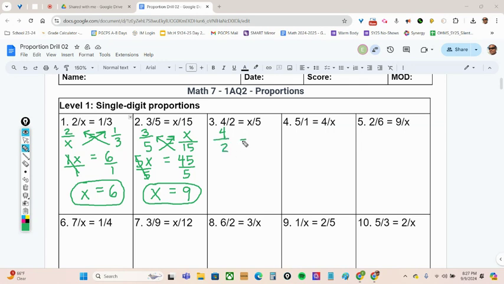4/2 equals x over 5. 2 times x equals 2x, which is equal to 5 times 4, which is equal to 20. Next, divide on the side that has the x. Divide both sides by 2. This cancels, leaving me x equals 10.